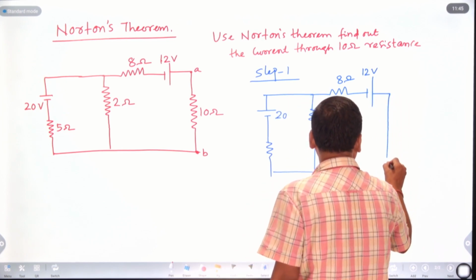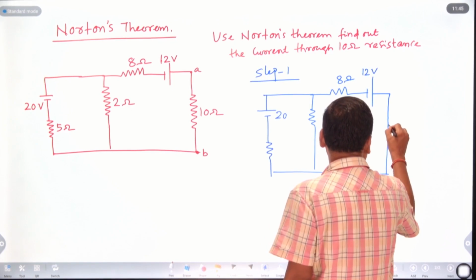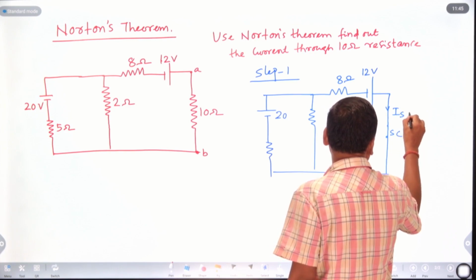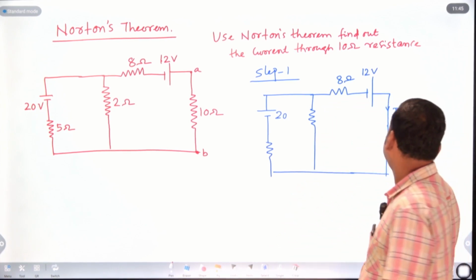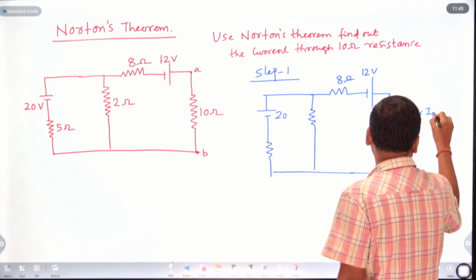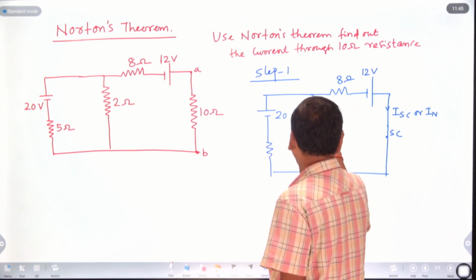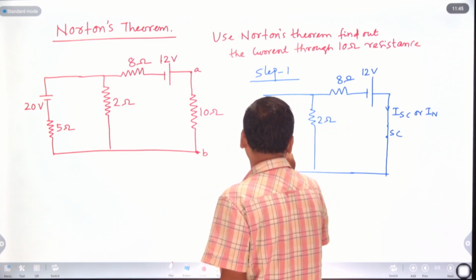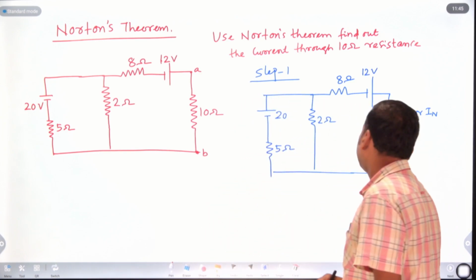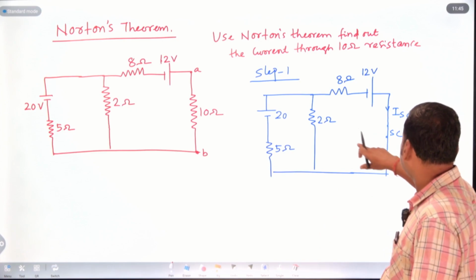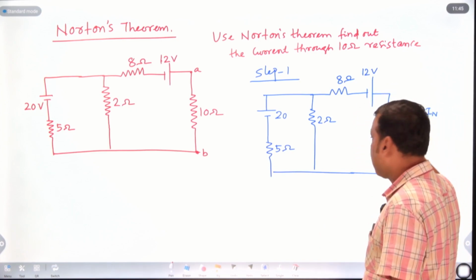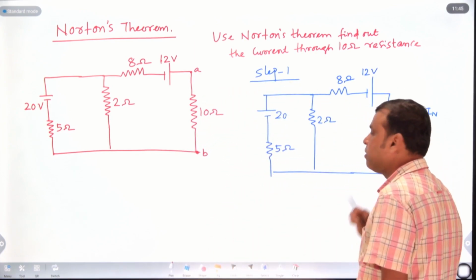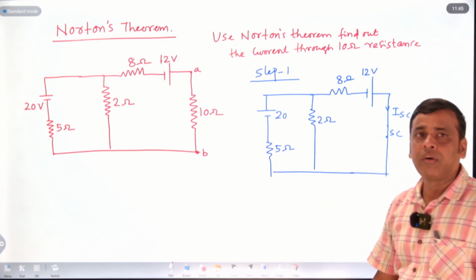Simply short circuit this branch's load resistance and calculate the short circuit current ISC, or Norton's current, IN. This is your 2 ohm and this is your 5 ohm. Now we are going to calculate what amount of current flows through this branch. Already this is the 10 ohm resistor; we have simply short circuited this branch and calculate the short circuit current, or Norton's current.